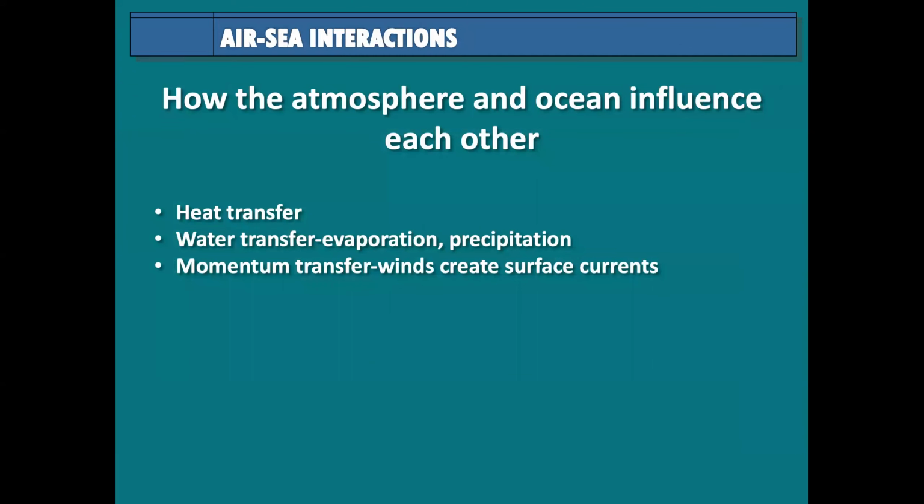Air-sea interactions: how the atmosphere and the ocean influence each other. And that's key right there. There may be more ocean than land, but the atmosphere covers both ocean and land. So there is a significant transfer of heat. There's a transfer of precipitation and moisture. And all that leads to weather.